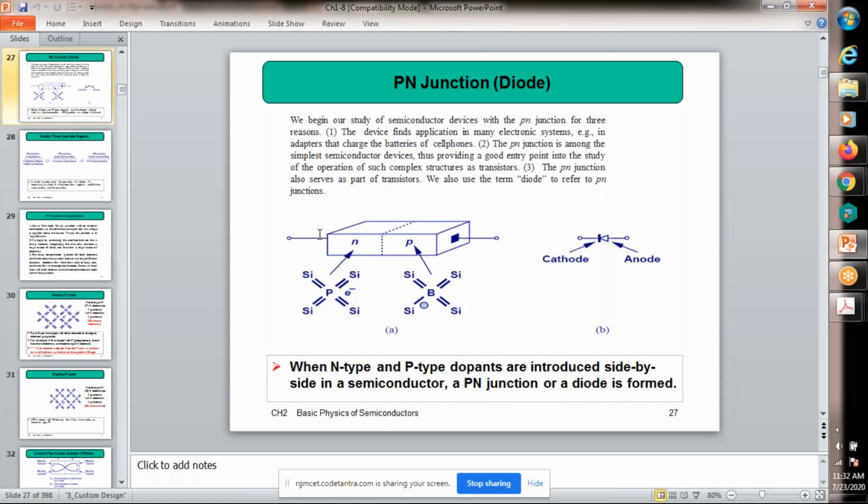But that junction is not a PN junction. That junction is a metal to semiconductor junction. Here also there exists some built-in potential.